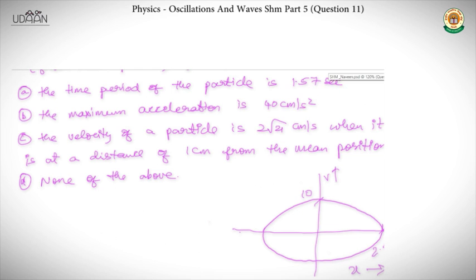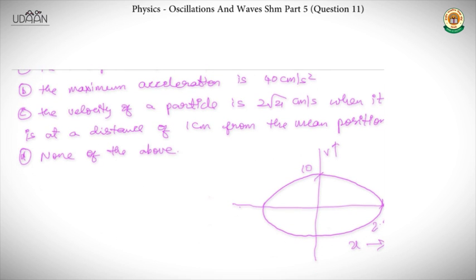So let's look into the intercepts first. What does this intercept tell us? It is the maximum of velocity. So Vmax is always A times omega. And what does the x-intercept say? That gives the maximum of x, the amplitude. So x max is the amplitude.